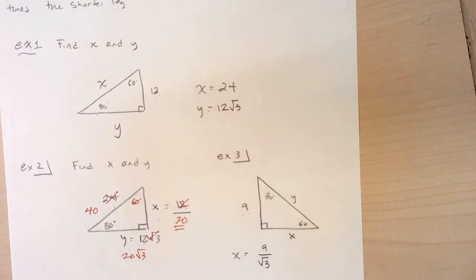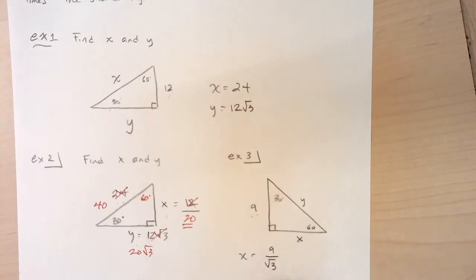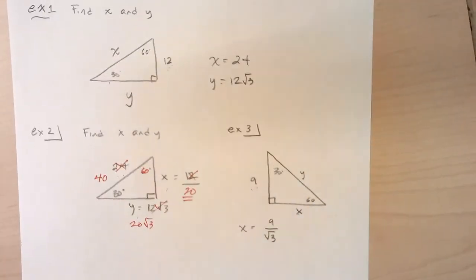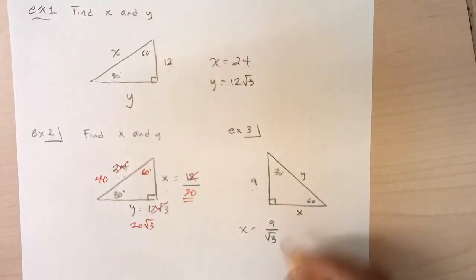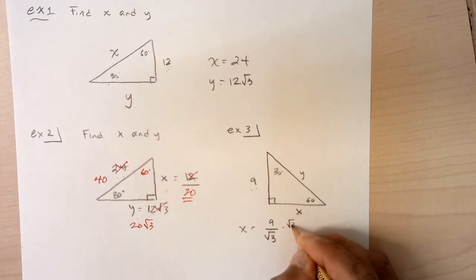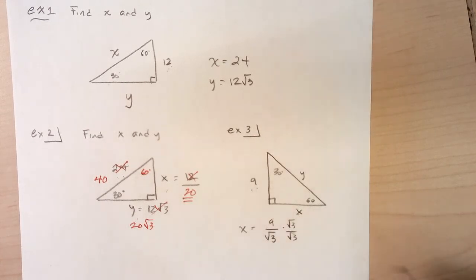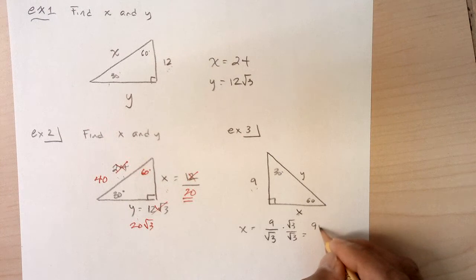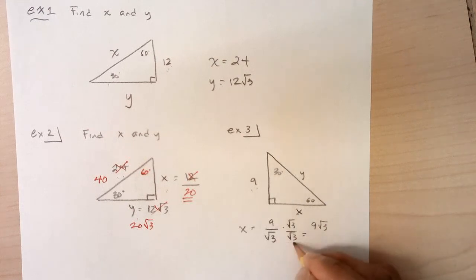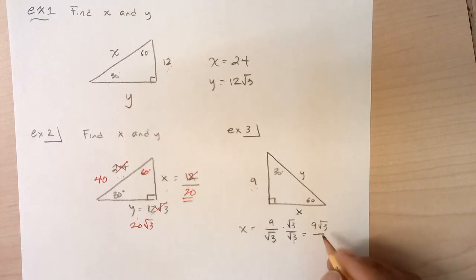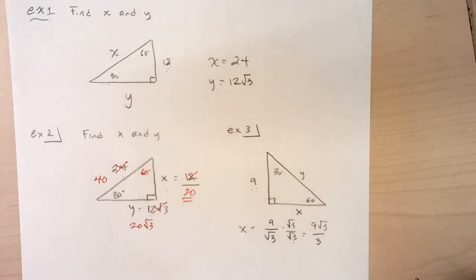But just like with our 45, 45, 90 triangles, I need to simplify that radical. I can't leave the square root of 3 in the denominator. So I would multiply both the numerator and denominator by the square root of 3. In the numerator, it's 9 root 3. Denominator, the square root of 3 times the square root of 3 is the square root of 9, which is 3. And if you think, sweet, okay, I remember how to rationalize the denominator, now I'm done. You're actually not quite done yet.